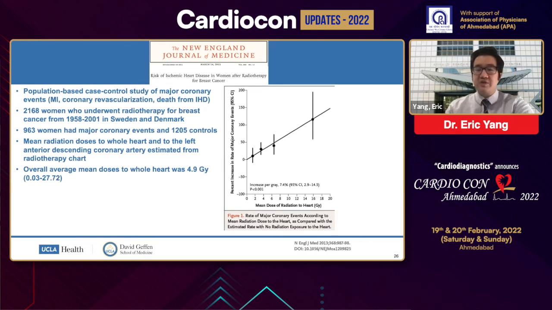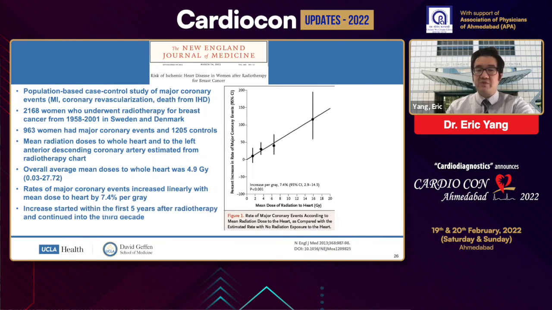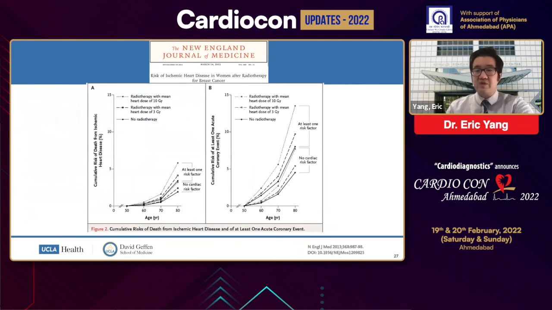The overall mean dose to the whole heart was 4.9 grays, which is probably about the same that our woman in question would get. The rate of major coronary events increased linearly with the mean dose to the heart by 7.4% per gray. This increase started within the first 5 years after radiotherapy and continued into the third decade. And also, if you included other cardiovascular risk factors, such as hypertension, disease, and age, your risk of cardiovascular events would go up exponentially.